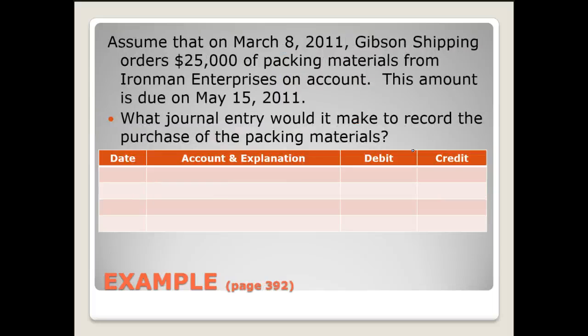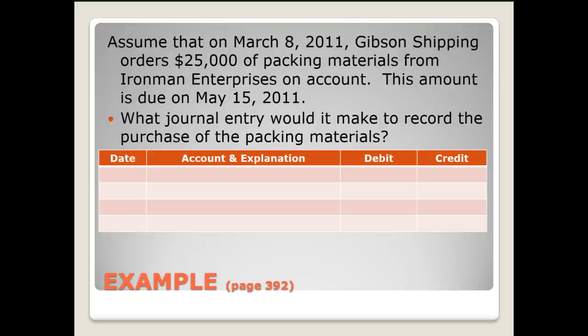Now, let's look at one last example of a note payable that results not from a company borrowing from a bank, but from a company going to one of its suppliers and asking for an extension on paying an accounts payable. So let's look at the company Gibson Shipping. They purchased $25,000 of packing materials from Ironman Enterprises. It was on credit, or on account. It was due on May 15th, 2011.